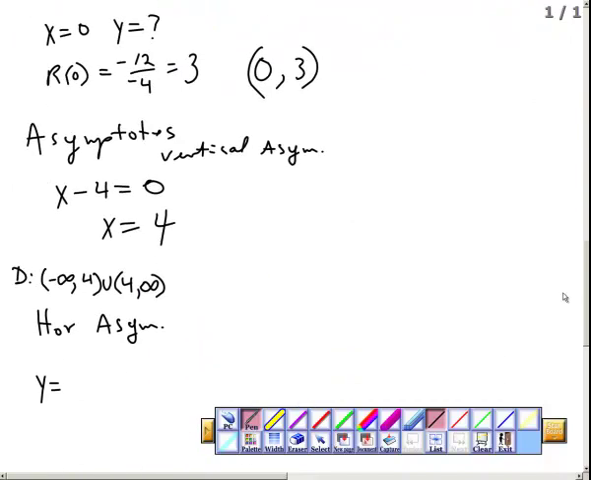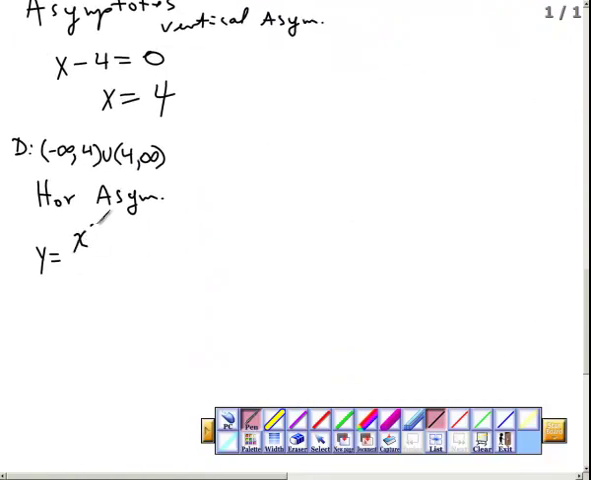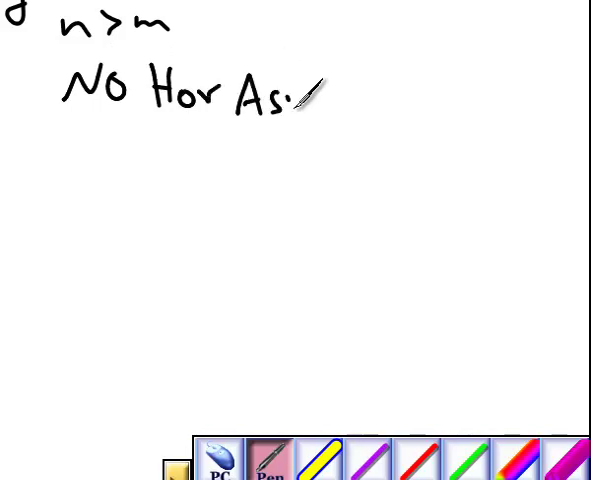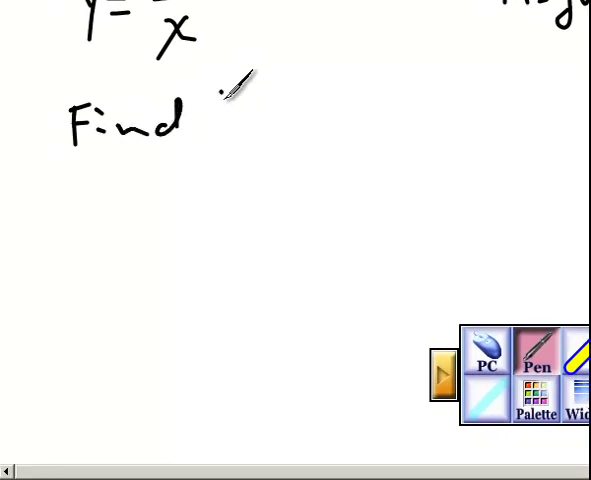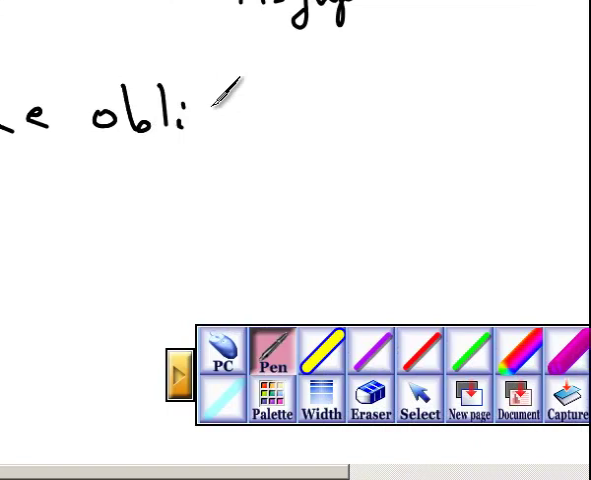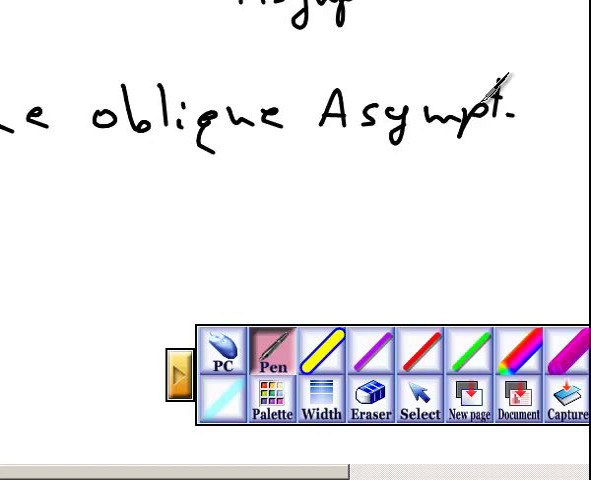So x squared over x. Well, what does that tell us? Right, the exponent, or power, of our numerator is greater than the power of our denominator, so there's no horizontal asymptote. So what we have to do is find the oblique asymptote. And how do we do that? Right, we go to long division.